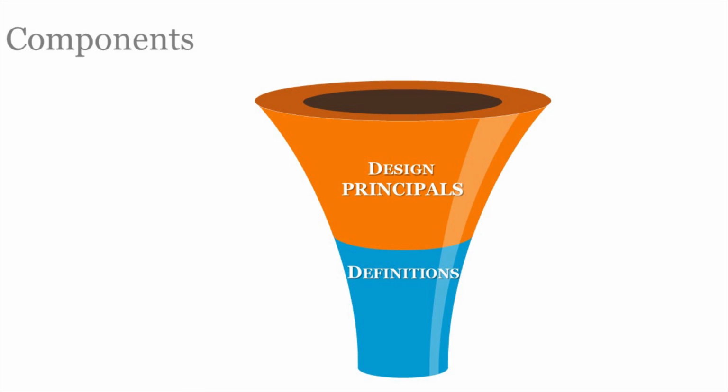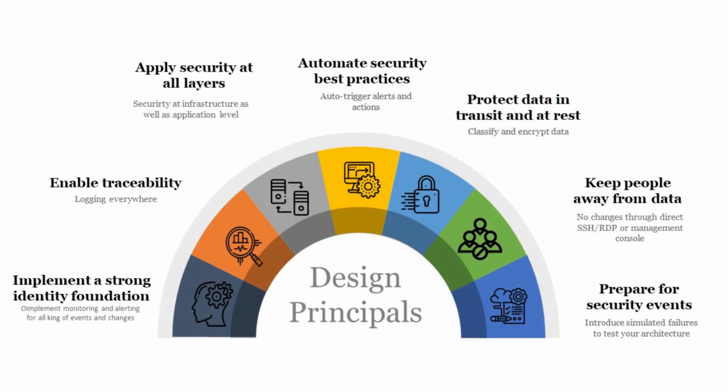Components. As with any pillar of the Well-Architected Framework, the security pillar also covers the following two broad areas: design principles and definitions. Design principles. Following the various design principles highlighted in this pillar can help you with securing your applications. 1. Implement a strong identity foundation.